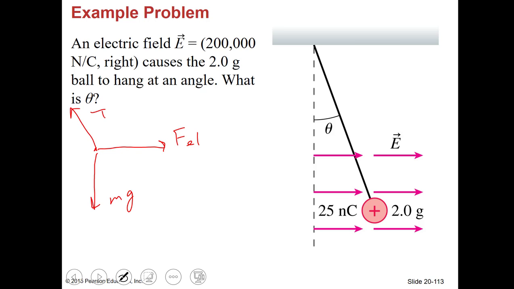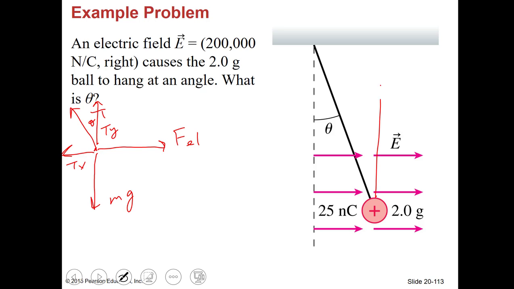So in terms of left and right forces, you're going to have tension in the x this way. That's balancing the electric force. And then you've got tension in the y this way. That's balancing mg. And then in the picture, you see what theta is. So this is back to being theta over here, right?